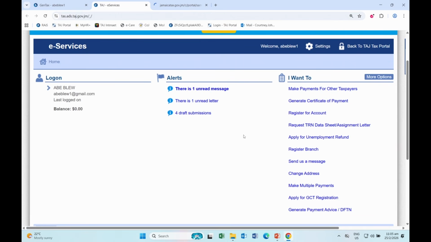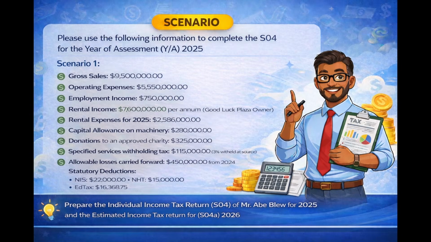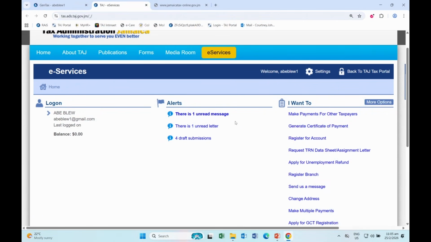Now, the scenario that we're going to be working on today is for a sole proprietor who is employed. His name is Abe Blue. And Abe Blue has a few things that we're going to be looking at so we can reinforce some of the things that my colleague said earlier. Oh, by the way, I'm Antoinette Anderson, as you would have heard so many times before from Mr. Johnson. All right, so this is a page that you'll come to when you click on the Manage My eServices account.